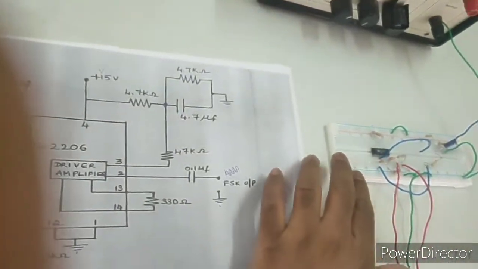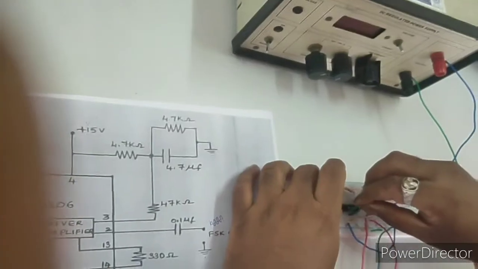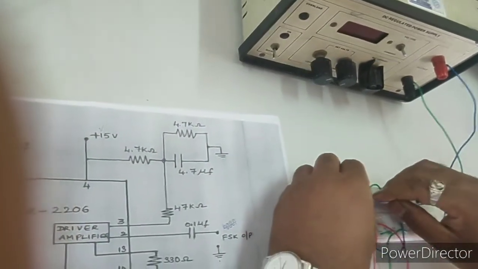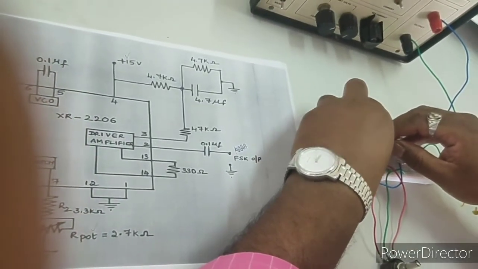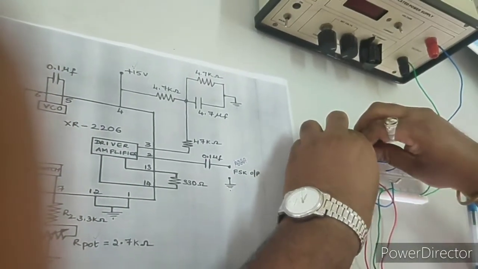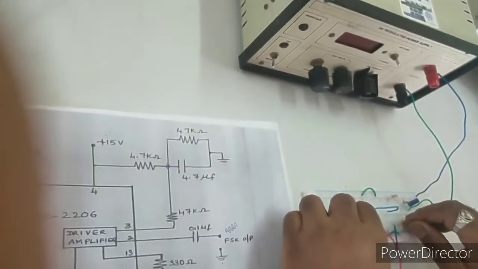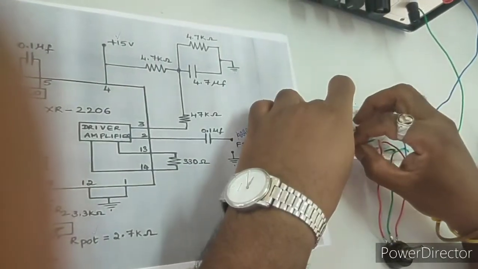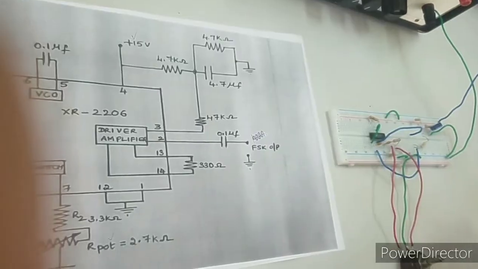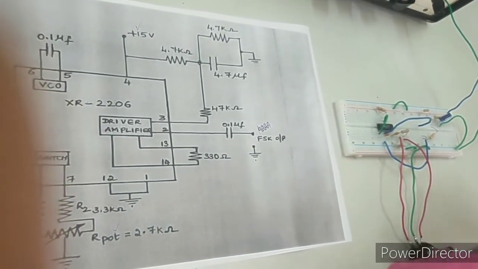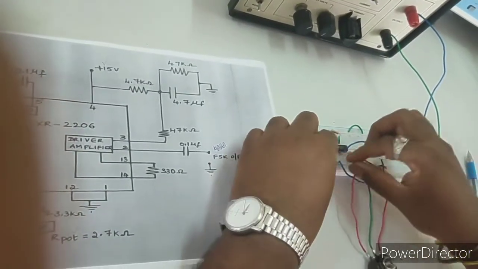One more thing is pin number 1. You should make 12 and 1 a short and ground. So it is 1 and 12. 12 and 1 I make a short, and that should go to ground.